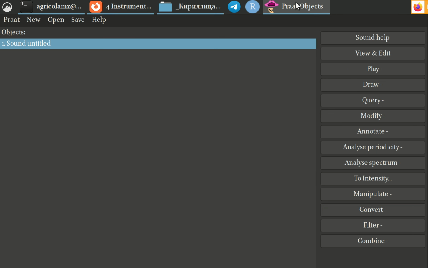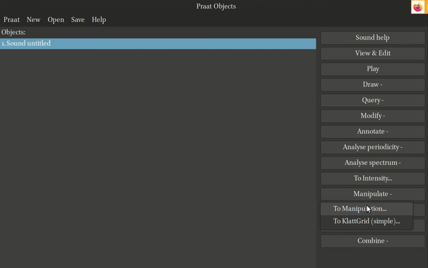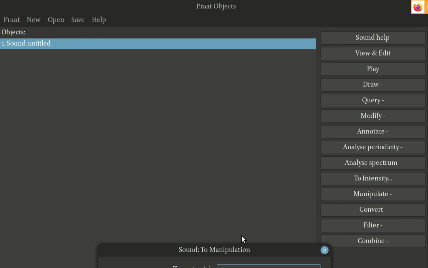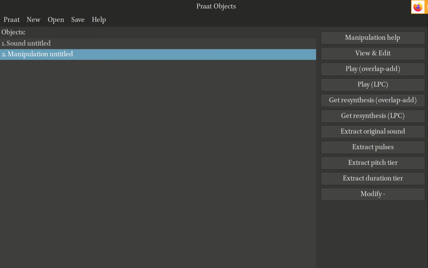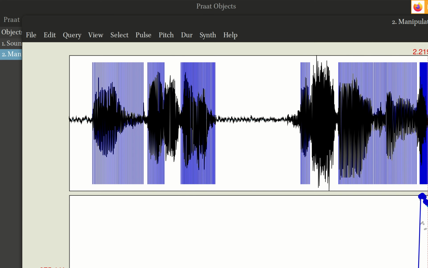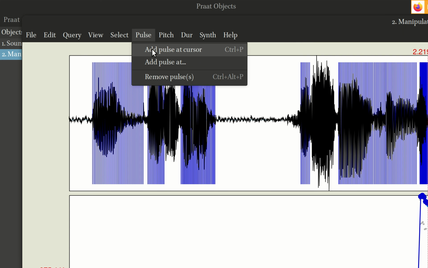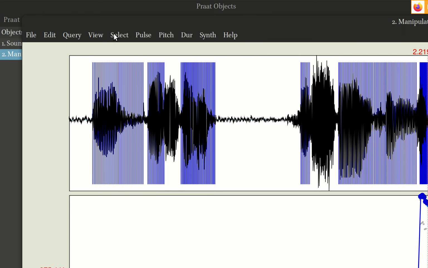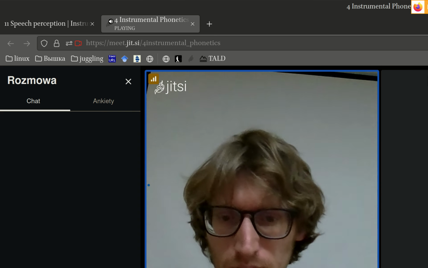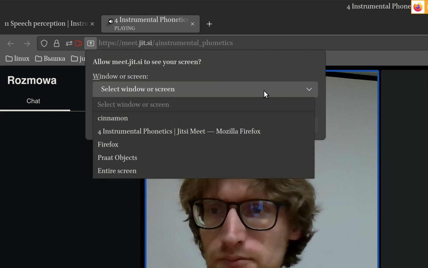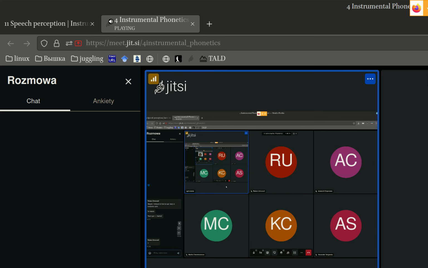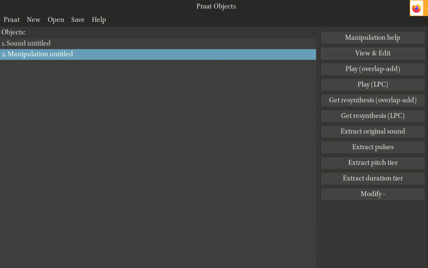So the next thing that could be done is Manipulate to Manipulation. And here I use the standard values for the beginning. And after I type view and edit, you will see something like this. So here, maybe I don't want to see pulses. We can see you. Oh no. Yeah, I need to share my screen, sorry. Entire screen, allow. Yeah, so maybe I will start from the screen.